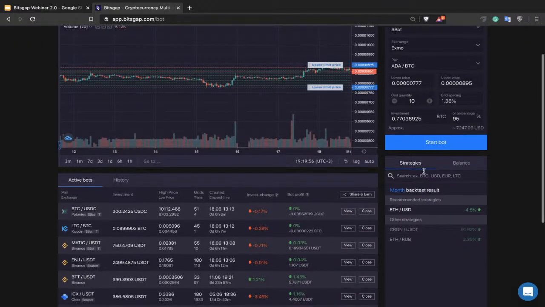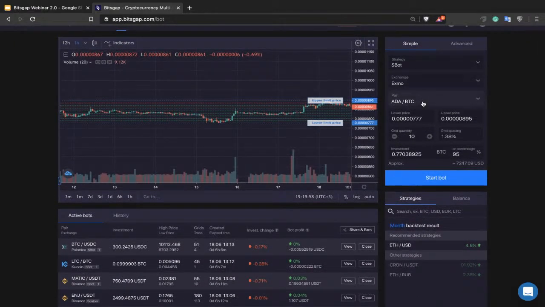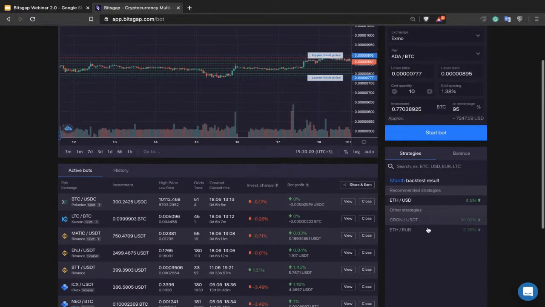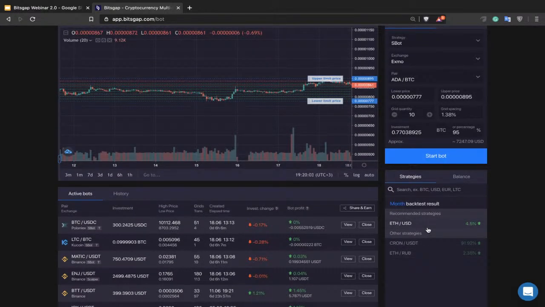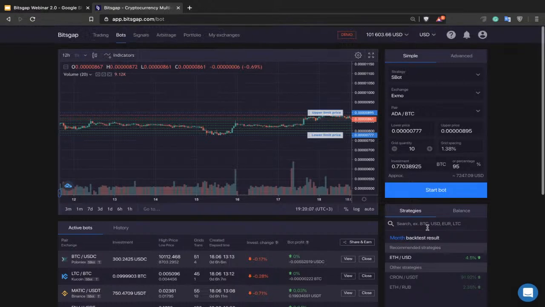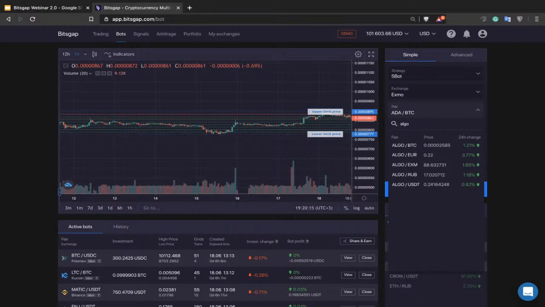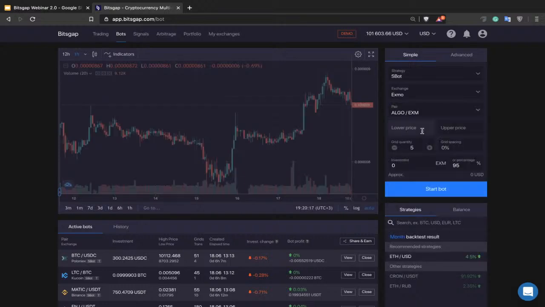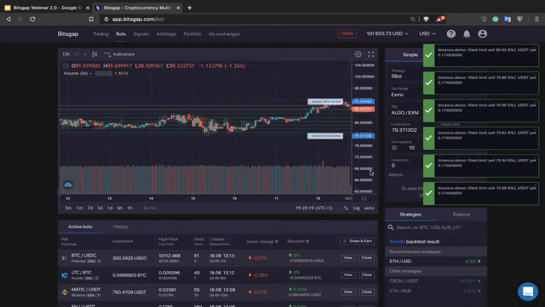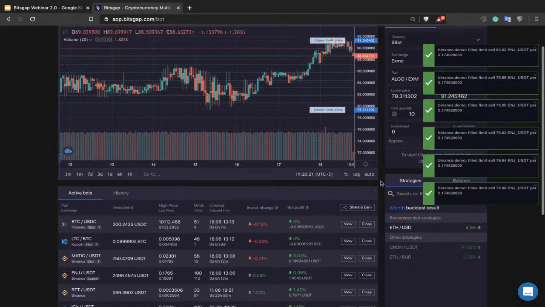If for some reason, for instance, we don't have the cryptocurrency that you want to trade in recommended strategies, then you can always find this cryptocurrency pair in this section, which is called pair. So let's say I'm looking for algo trading to XM. Yeah, so here we go. All right, as simple as that.